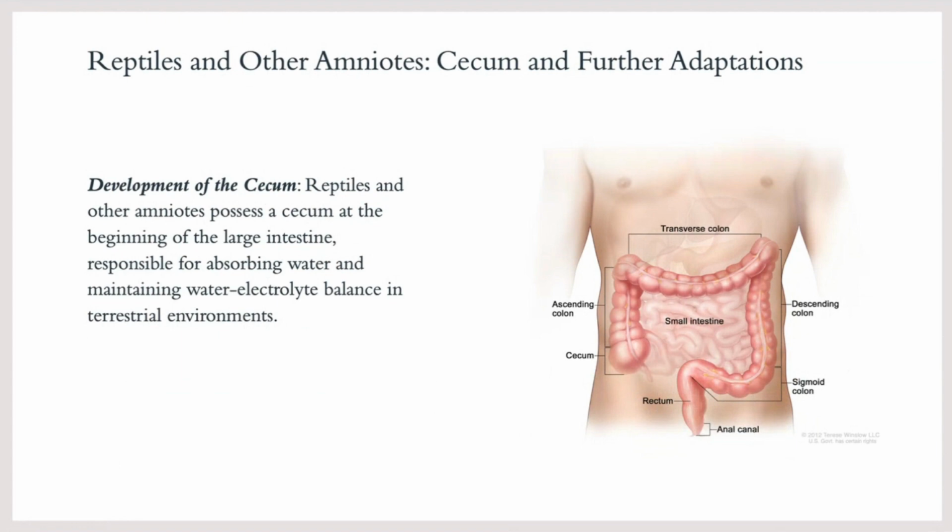Due to this, the reptiles and other amniotes developed the cecum right here, which is the beginning part of the large intestine. This cecum is important for reabsorbing water. These amniotes needed this so that they are not losing too much water and are still keeping some of that water within their body, which, as you know, is needed for many things, for example, for maintaining the water electrolyte balance.